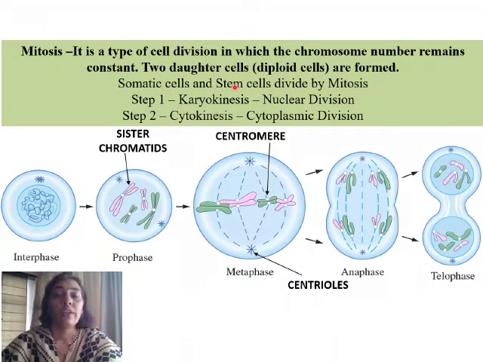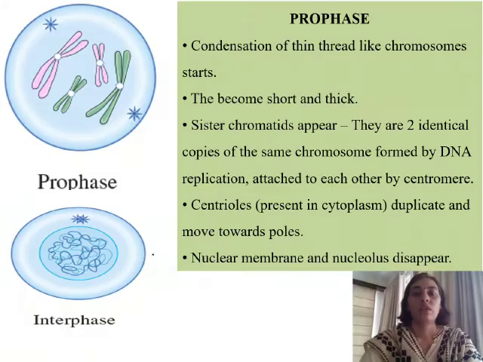So let us go on to the first phase, that is prophase. Before prophase begins, there is a preparatory phase called interphase. During this phase, the cell prepares itself for cell division. The cell grows in size. The DNA or the genetic material increases. We say that the DNA undergoes replication.